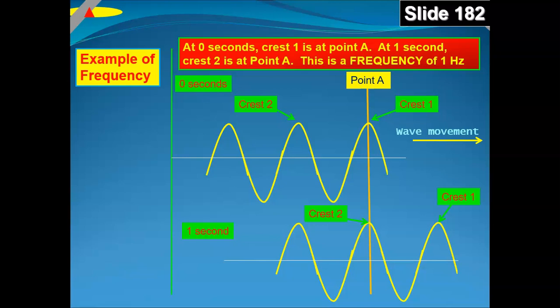So at 0 seconds, crest 1 is at point A. That's where you are. At 1 second, crest 2 has moved over to point A. So that's 1 cycle in 1 second. So that's a frequency of 1 hertz.